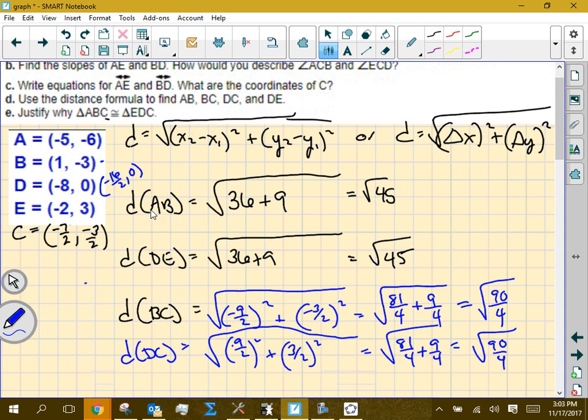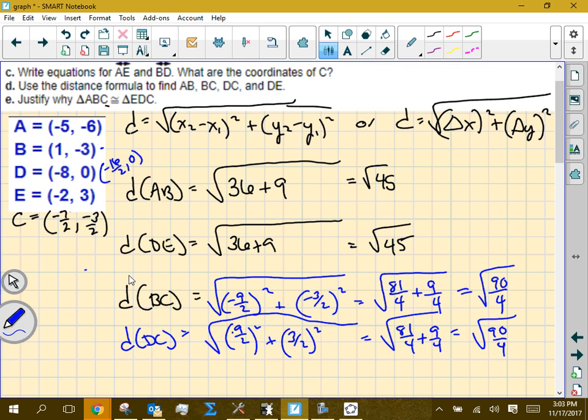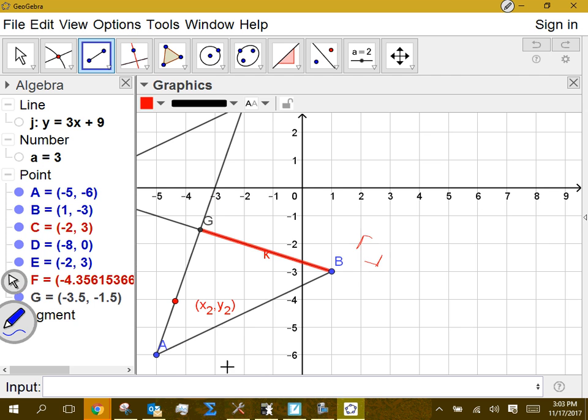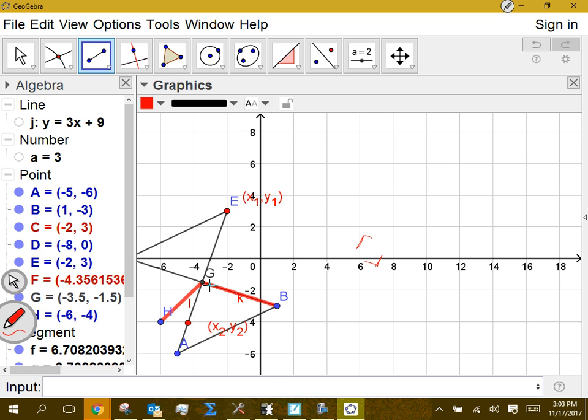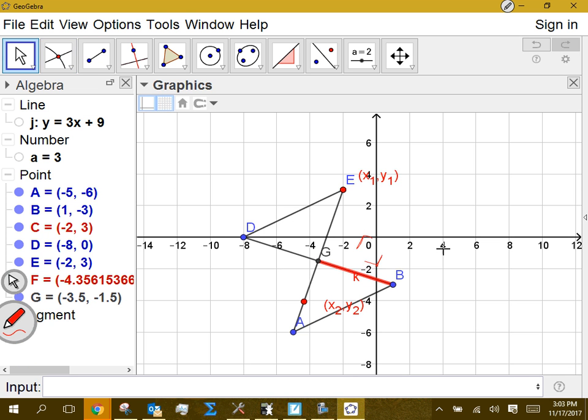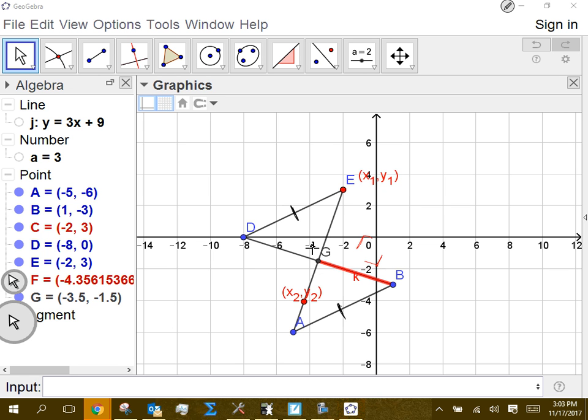So you told me that AB and DE were equal, right? BC and DC are equal. So I'm going to go back to my picture. AB, which is, got some stuff here that's getting in the way. But that segment there and that segment there are equal. Okay? We just found that this segment here and that segment there were equal.